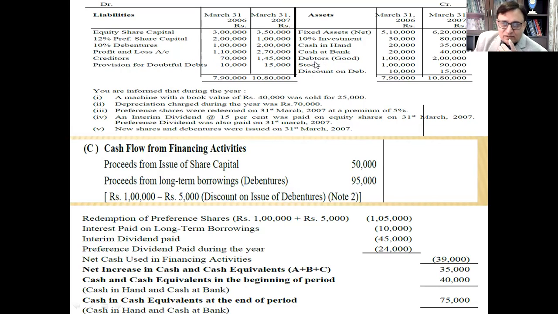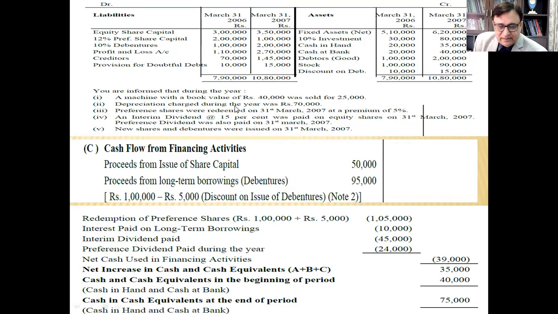It means 5,000 is a discount on debentures, so the amount realized is 95,000: 1 lakh minus 5,000 discount on issue of the debentures, 95,000. So let's come to the preference share capital, which was 2 lakh. Now it has become 1 lakh.